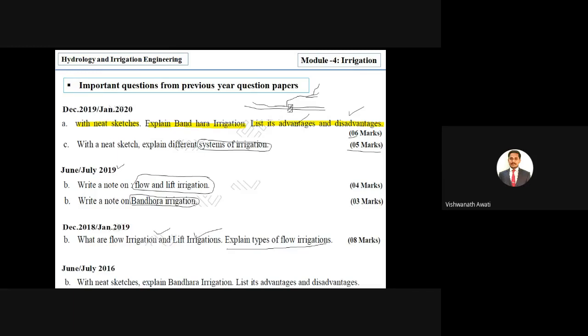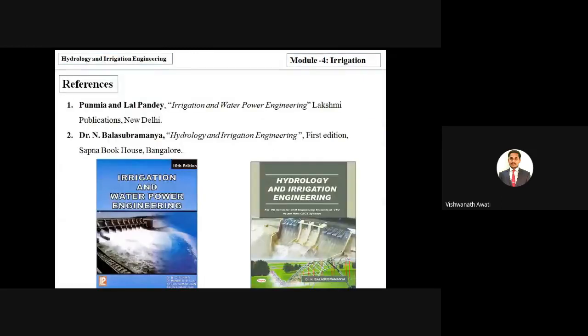You have to write what you mean by flow irrigation and lift irrigation, and explain flow irrigation. Next, in June July 2016, with a neat sketch explain Bandhara irrigation, list its advantages and disadvantages. Same as December 2019 and January 2020. Repeated questions. They are asking what you mean by Bandhara irrigation with a neat sketch, and to explain advantages and disadvantages.